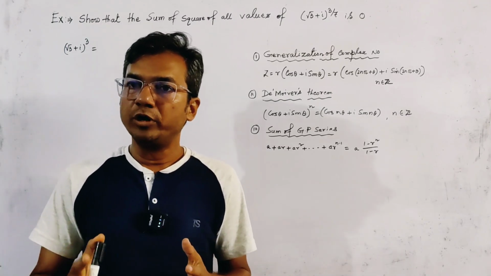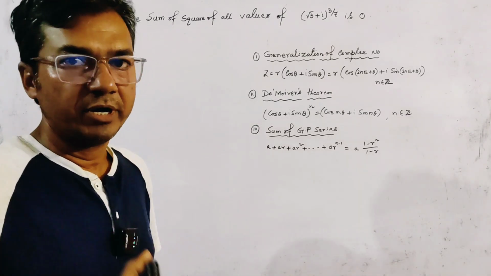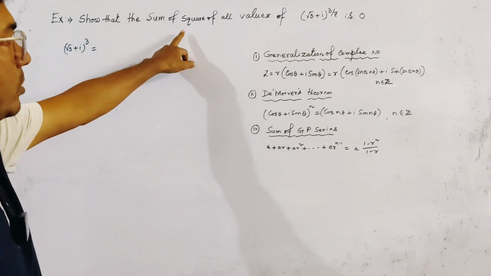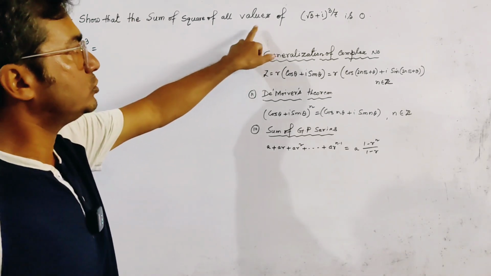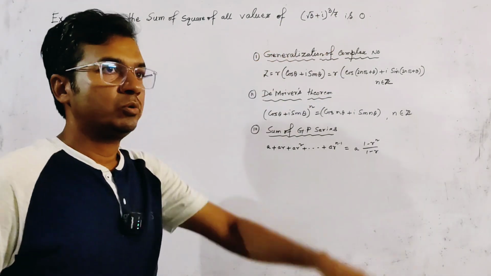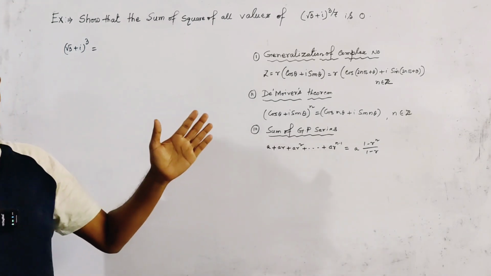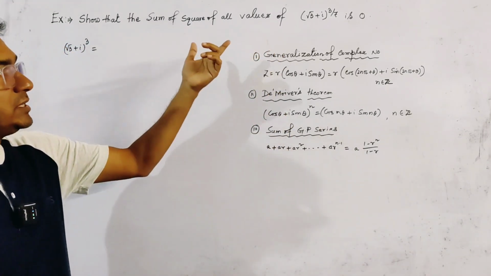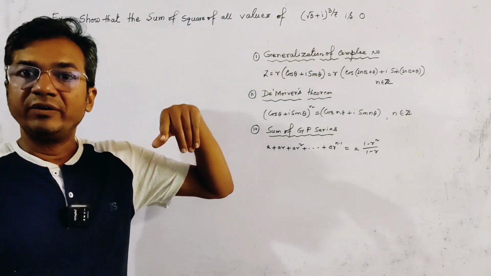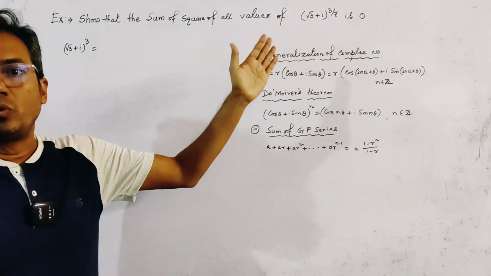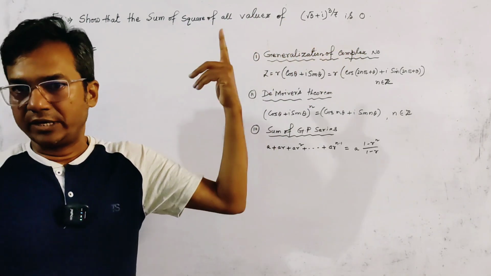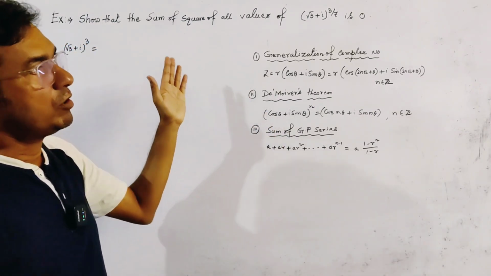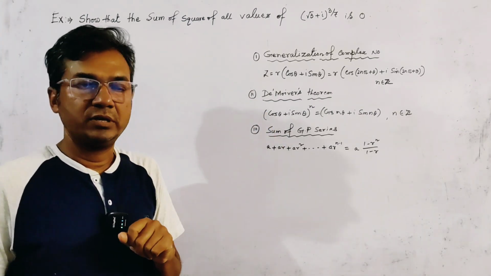A very important problem of complex number, and the problem is so that the sum of square of all values of this is equal to 0. The problem may be in the form of MCQ, okay, and the options are given here like 0, 1, minus 1, i, minus i. So this problem may be of MCQ type or may be of long type.